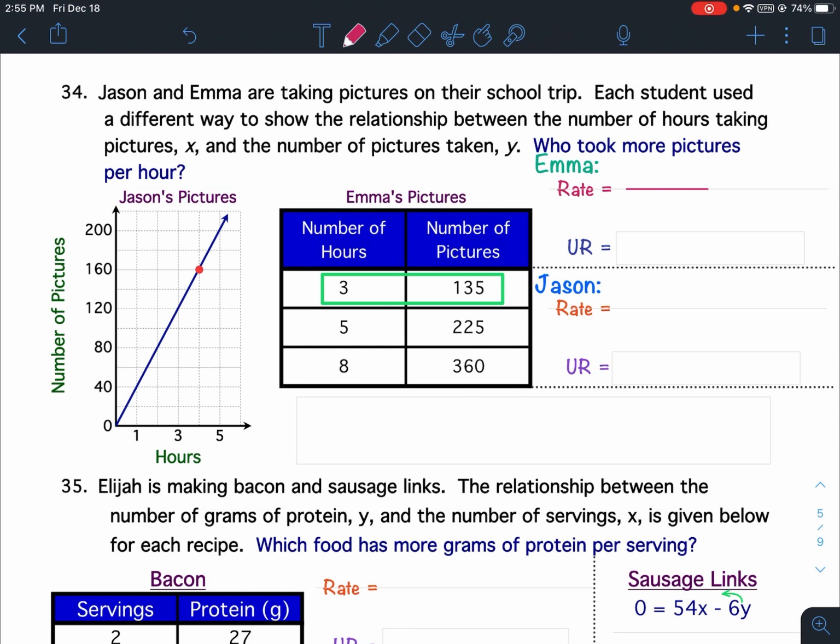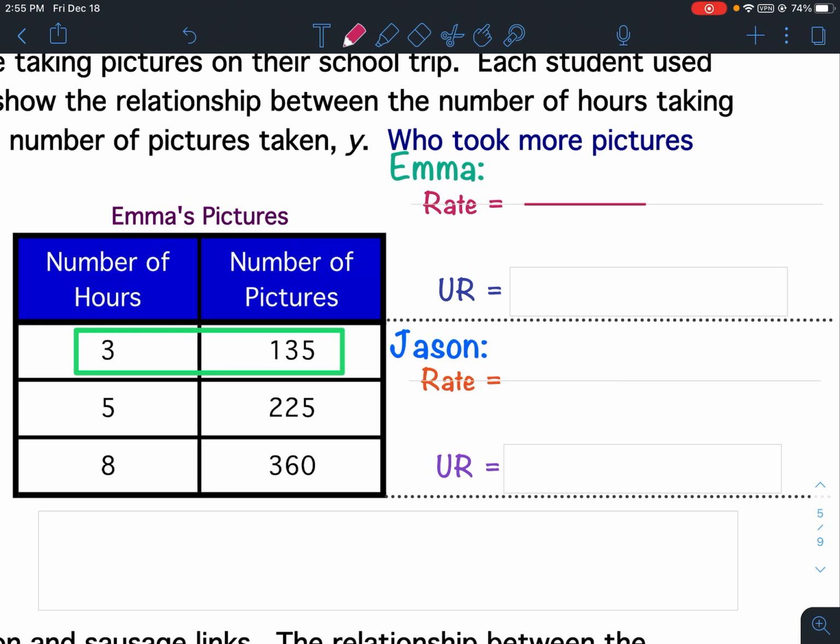So remember, when you see that word per, you're looking for a unit rate. So pictures per hour. Pictures is mentioned first, so pictures will go in the numerator, hour will go in the denominator. Jason, they were given a graph, and for Emma, you were given the chart. Let's start with Emma. All right, so we want to set up a rate of her pictures in so many hours.